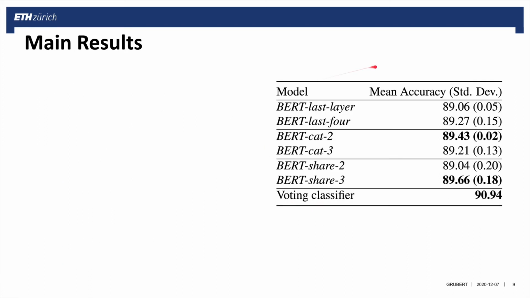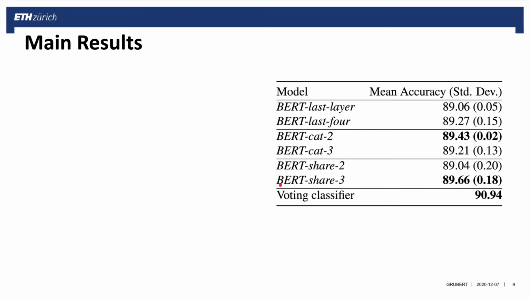This table shows some results of using GRUBERT. The first two entries in this table are typical heuristics of using BERT. BERT last layer refers to simply taking the last layer of the BERT model and using that for training, while BERT last 4 refers to concatenating the last 4 layers and then using that. As you can see, both of these approaches achieve a respectable accuracy.